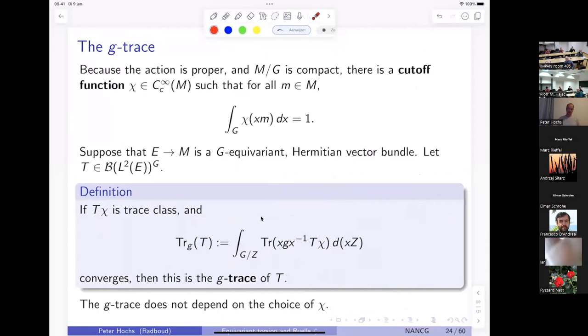The second property is that if you call it a trace, you would like to say that the trace of TS equals the trace of ST. This is true, but the conditions are a bit subtle. For example, if this converges for one operator, it's not even clear if it converges for the square of the operator. So it's a bit subtle, but it has a trace-like property.